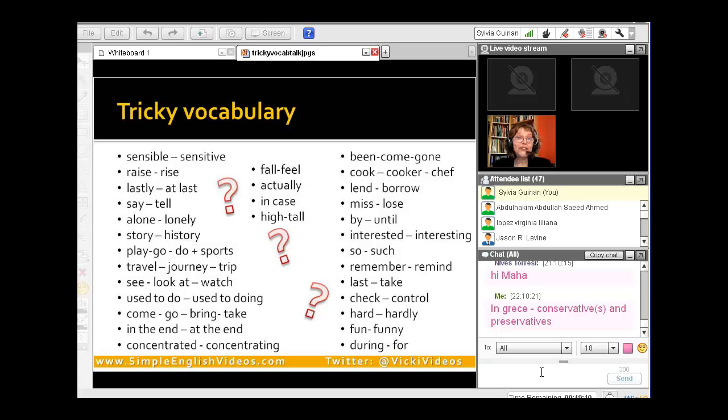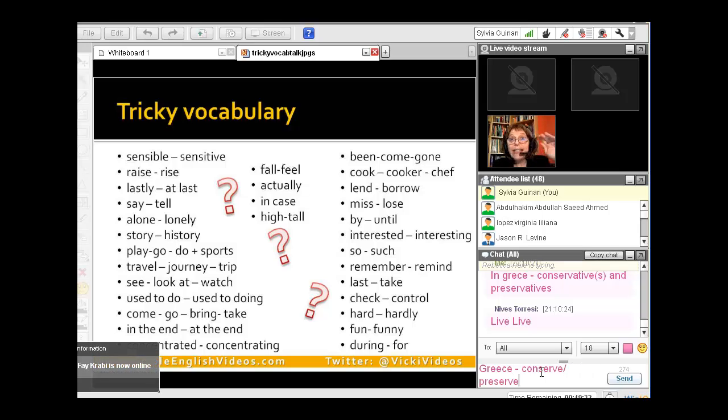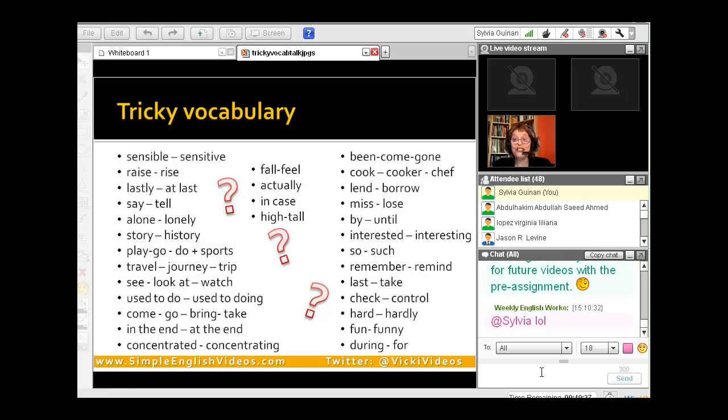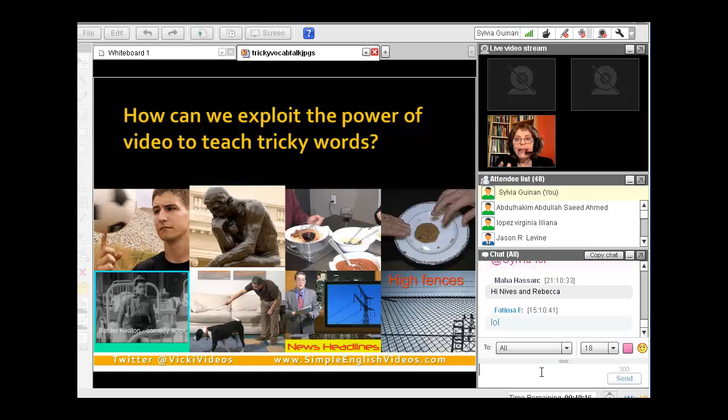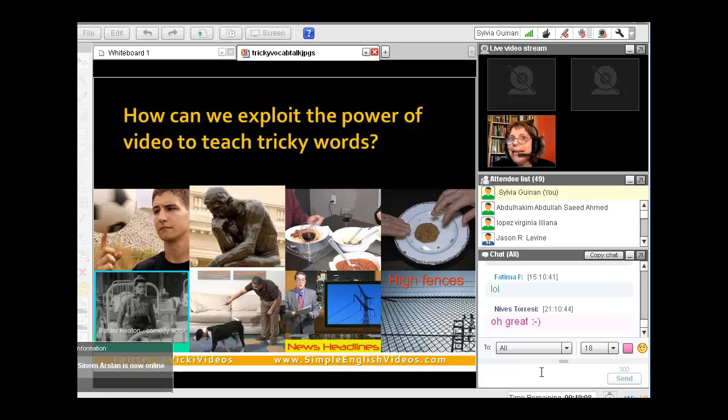And I started off doing this thinking, oh, I've just made a few videos on perhaps half a dozen of these. And I found the list just kept growing and growing and growing because there was so much to do. So what this session is going to be about with you today is how we can exploit the power of video to teach tricky words, because I think video is such a powerful medium for solving some of the challenges for the students.